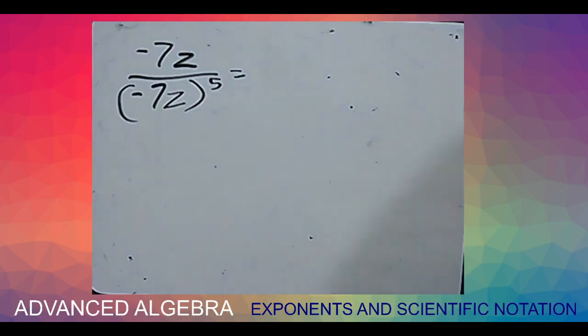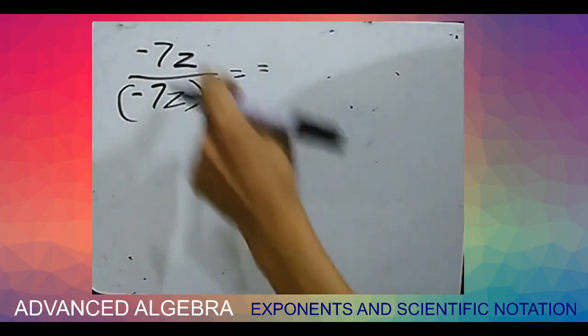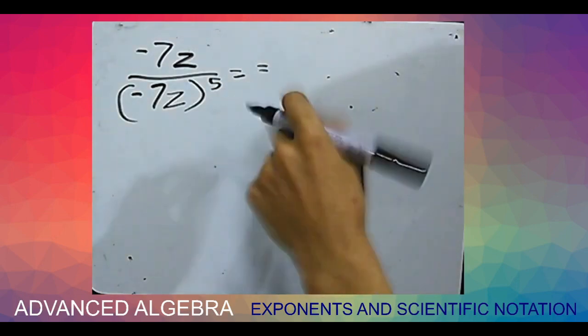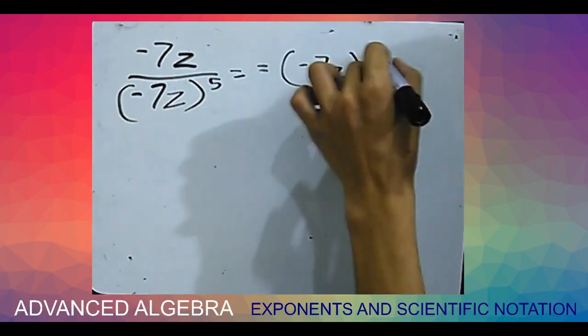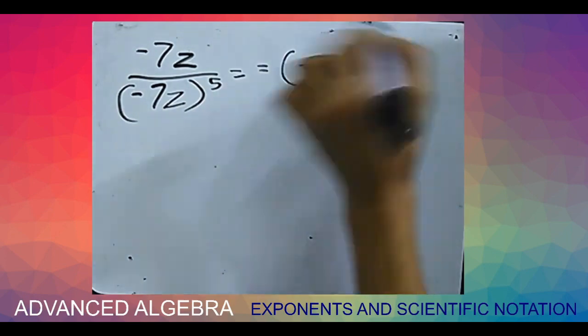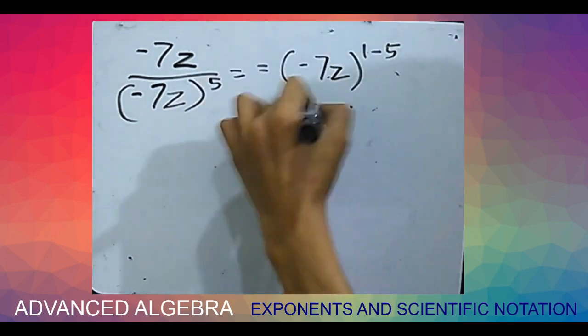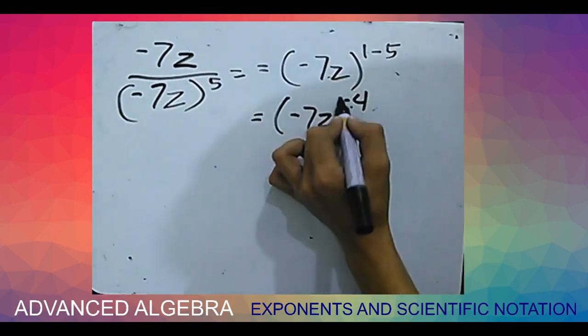Ayan. So another example. Negative 7z over the quantity of negative 7z raised to the 5th power. Kaya natin, parehas naman sila ng base. So papansinin naman natin yung kanyang exponent. Lagyan natin ng quantity: negative 7z raised to 1 minus 5. So sagot natin, negative 7z raised to the negative 4 power.